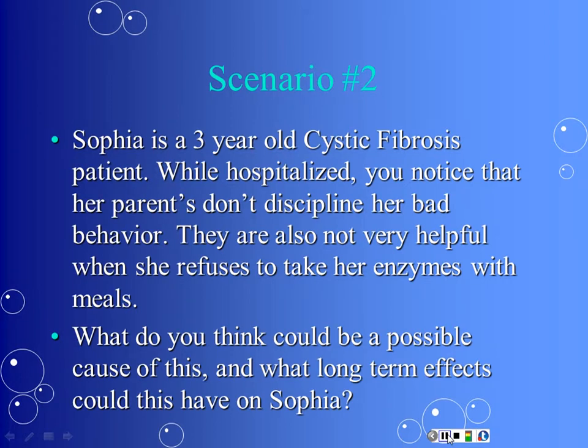Guilt. They feel guilty. It's their fault the kid has CF. She's got a chronic disorder. They know she's not going to live that long. So they're going to let her do whatever she wants.